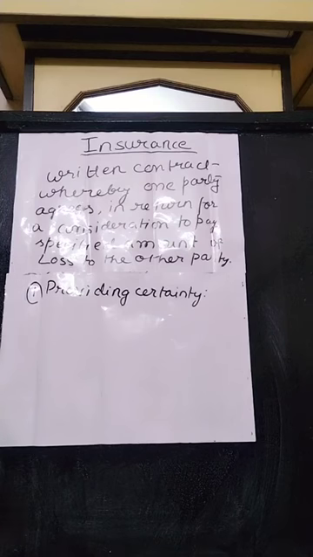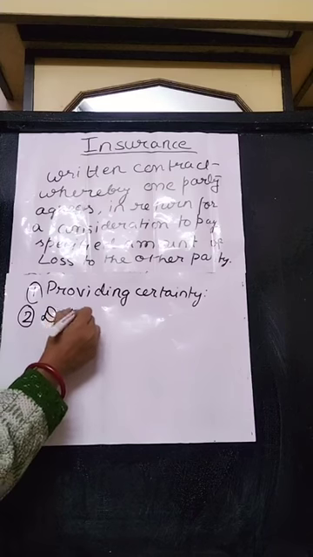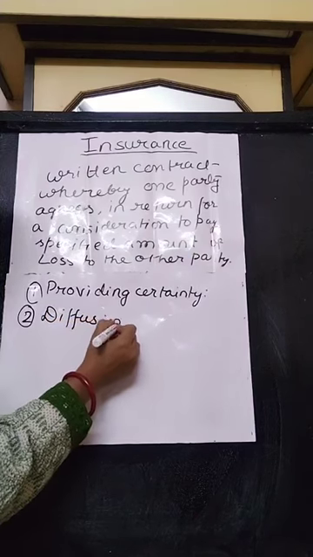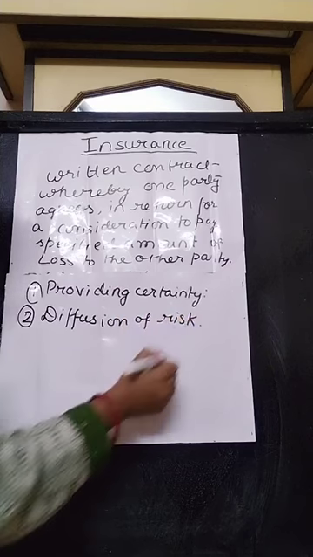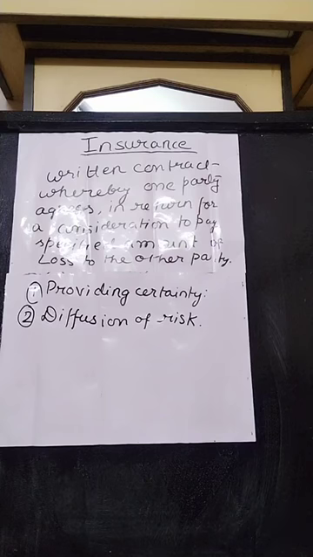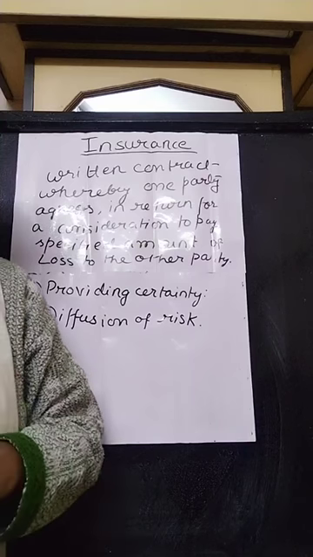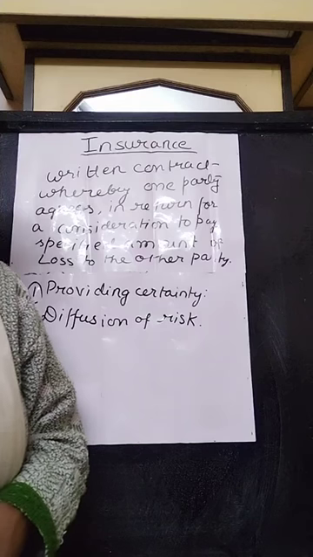Next is diffusion of risk. The second function of insurance is diffusion of risk. The burden of risk or loss is distributed among a large number of persons who are called the insured. When the insured suffers a loss, the insurer pays him the compensation for the loss.